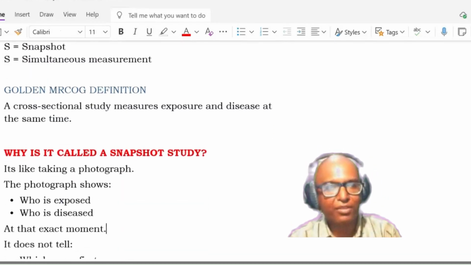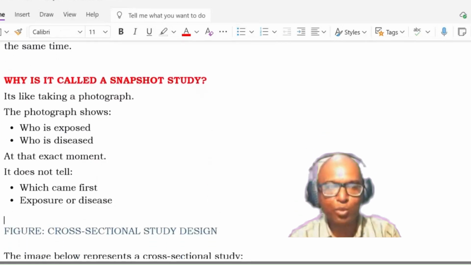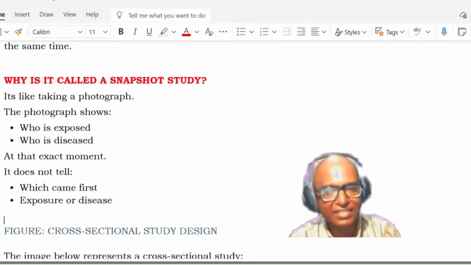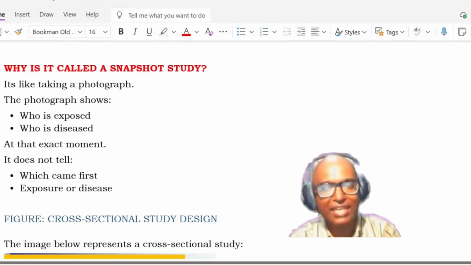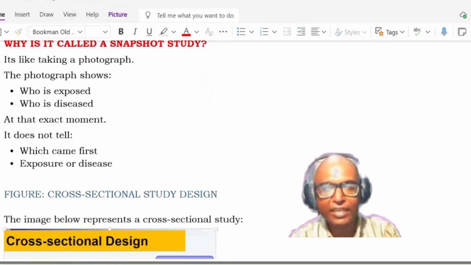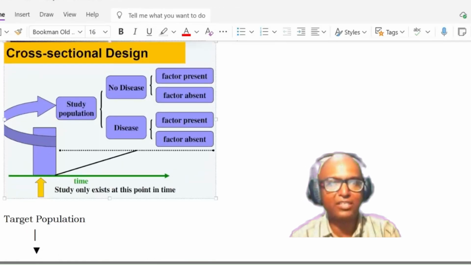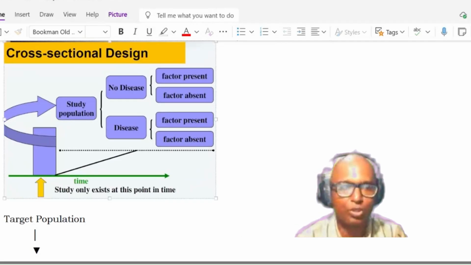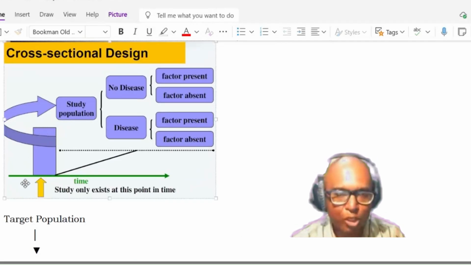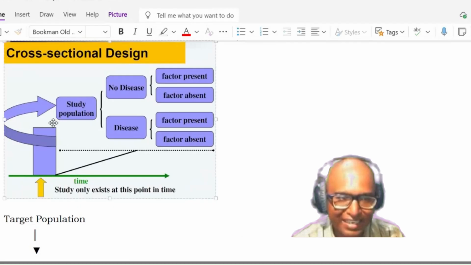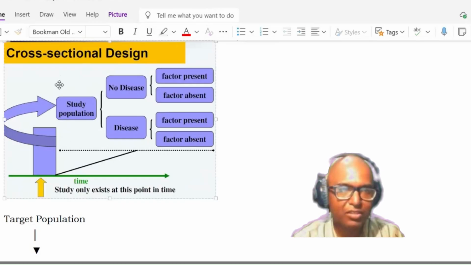It's like a photograph. The photograph shows who is exposed and who is diseased at the exact moment, but it will not tell you which came first, exposure or the disease. So this is just a snapshot, and this is the image. The snapshot is taken at this particular point in time. During this particular period, this is the picture. This is the study population in this time.